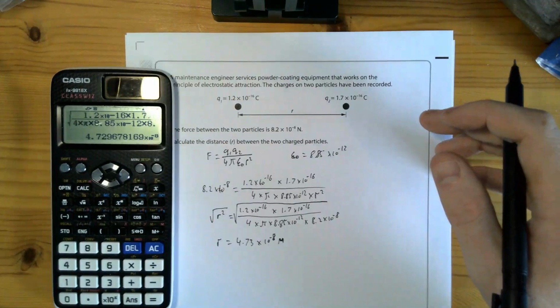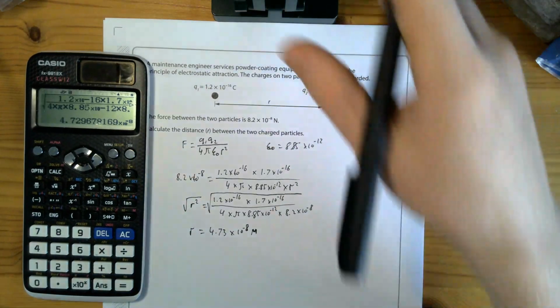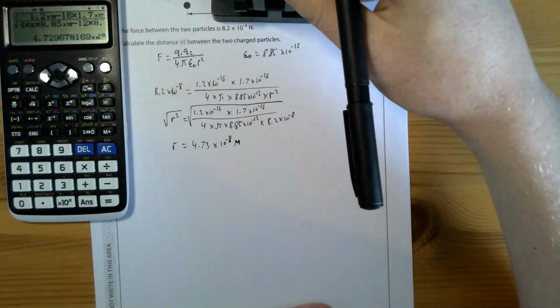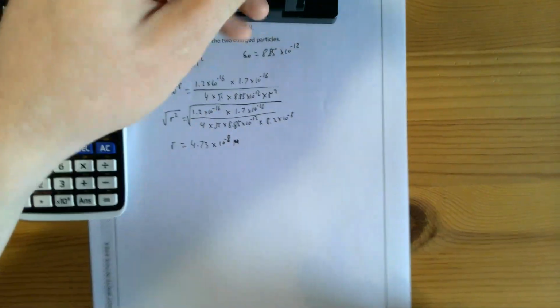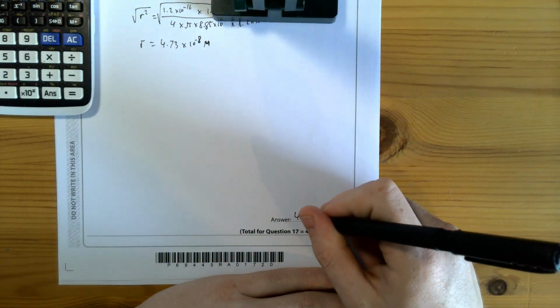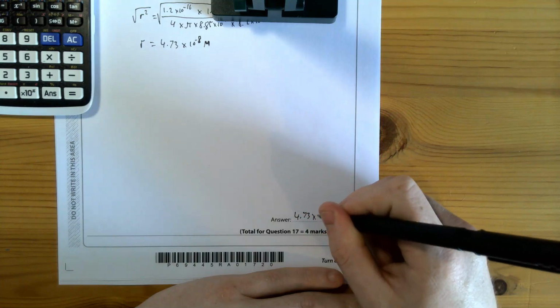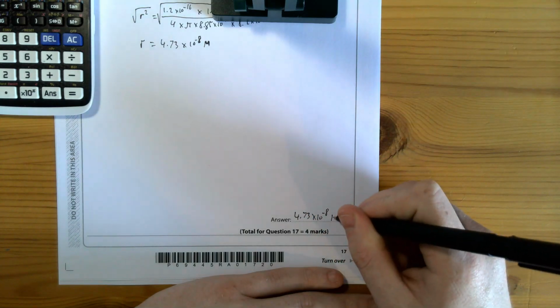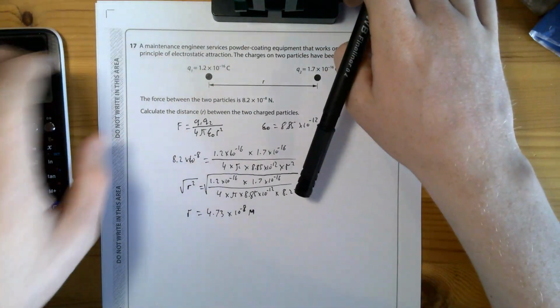Unfortunately with this, I'm not going to have to do any conversions. I'm just going to pop that answer straight into the answer line at the very bottom of the page. 4.73 times 10 to the minus 8, and that is in meters. Another 4 marks, and I get to move on.